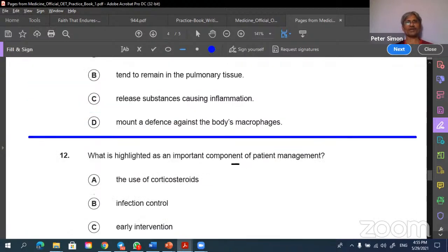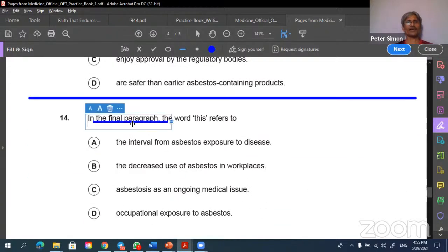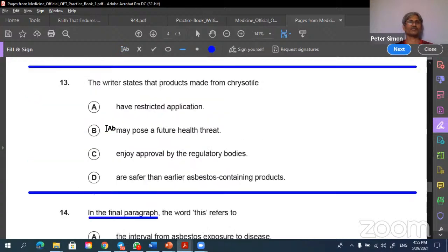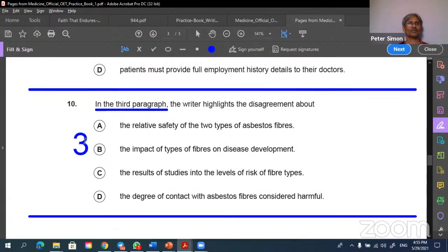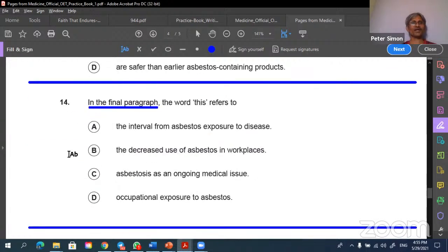Here paragraph is not given. And here also paragraph is not given. And here the final paragraph is given. In the final paragraph. In the final paragraph means paragraph number 6. So this is 3 and this is 4. So definitely this will be 4. Supposing this is 4, because it is already given, no need for any doubt. This is the 4th paragraph and this is the 6th paragraph.